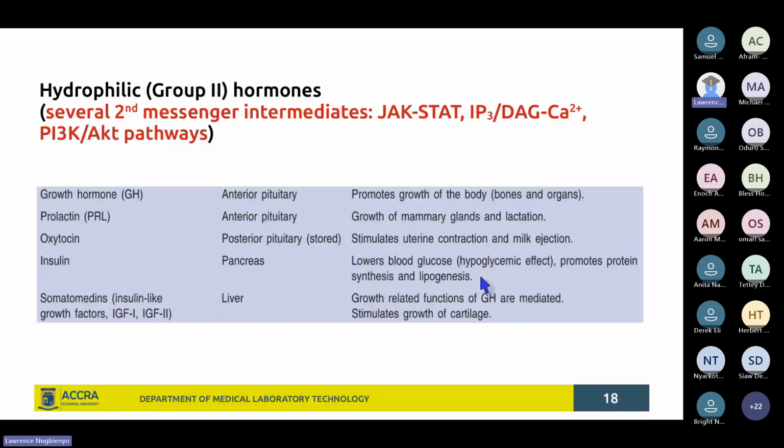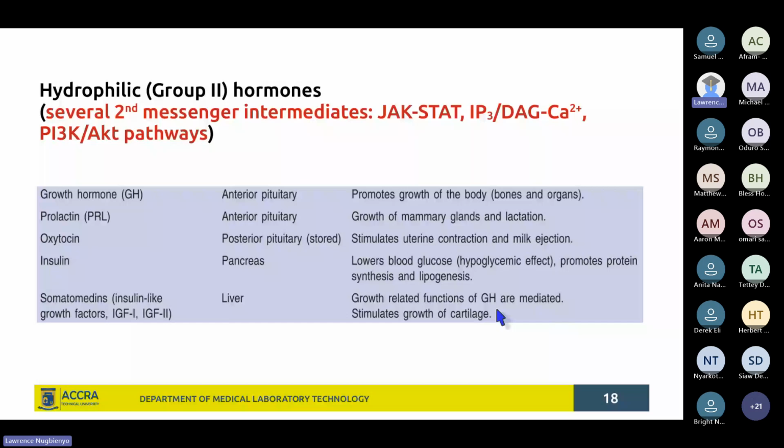Then we have this, what we refer to as somatomedins. These are some insulin-like growth factors secreted by the liver because they regulate growth by the growth hormone, which we saw results in, say, growth of bones and organs, of course, also for the growth of cartilages at the joints, for instance. So it's for general growth regulation.